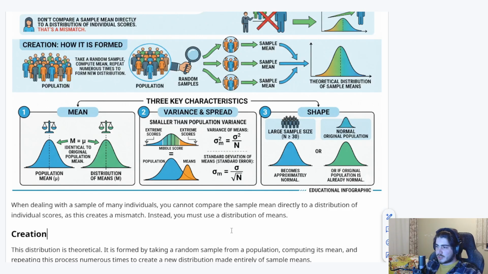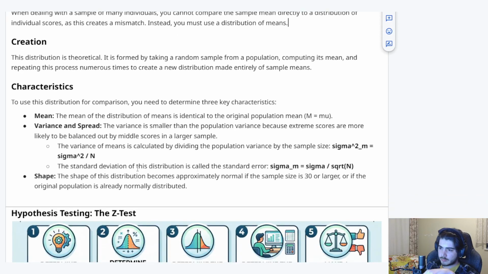Just if you see sample being mentioned, if you see m instead of mu, then you're working with a sample, and it turns into a standard error. As we said, if the original population is already normal, or if your sample size is higher than 30 or like 31, your data would get approximately normal. So if you're doing research, try to aim for 30 people or more.